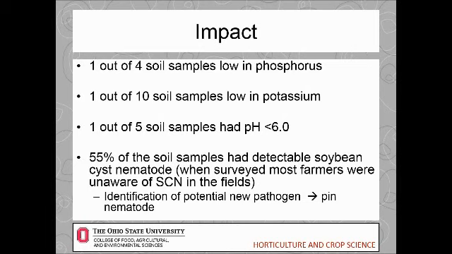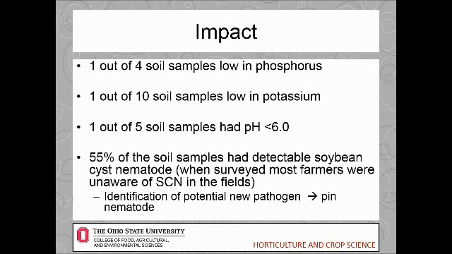Also 1 out of 10 soil samples has been low in potassium, and 1 out of 5 soil samples has had a pH of less than 6. 6 to about 6.8 is the range that we want to see for soybean production. So this also needs corrected.